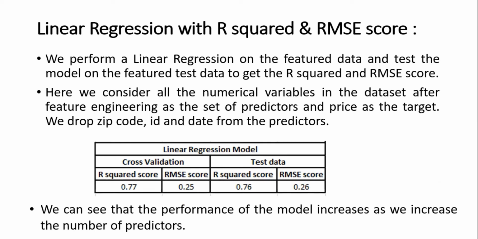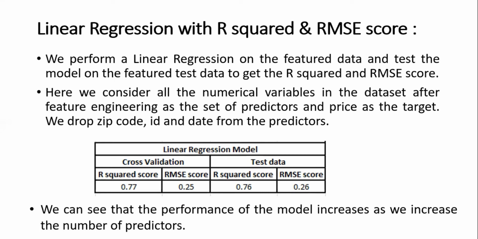We perform a linear regression on featured data and test the model on the featured test data to get the R square and the RMSE score. Here, we consider all the numerical variables in the dataset after feature engineering as a set of predictors and price as the target. We drop zip code, ID, and date from the predictors as ID and date are categorical and zip code is a dummy variable.